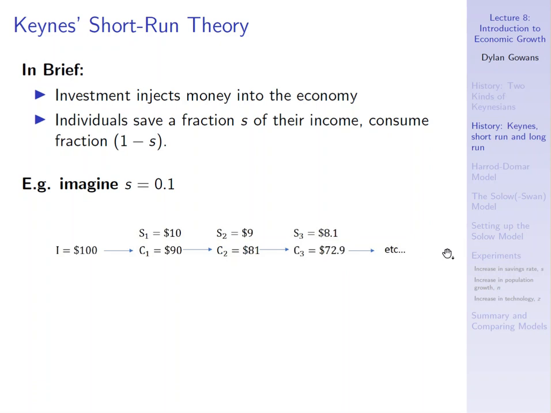This keeps going. Output in this model is determined by the sum of all of these different expenditures. So the initial investment expenditure plus the consumption of person one, plus the consumption of person two, plus the consumption of person three, and so on and so on. In our model we have 100 plus 90 plus 81 plus 72.9, and it goes on. Obviously we're not going to sit here and write out what's person four, person five, person six. Luckily there's an easy way around this.